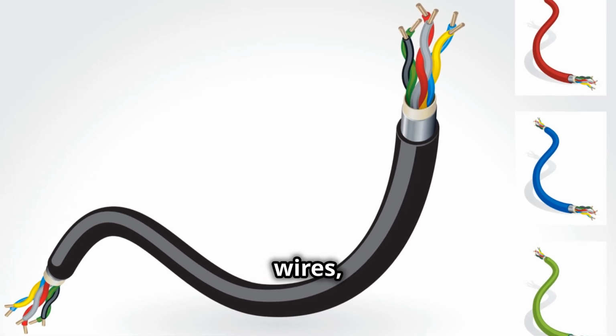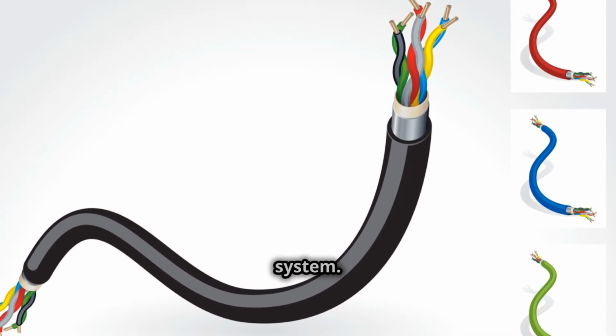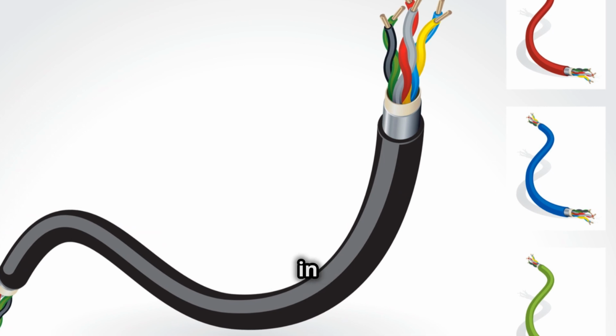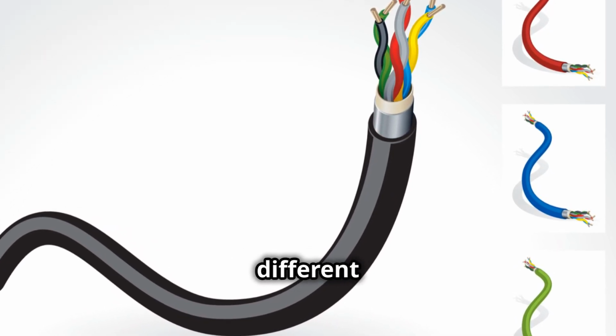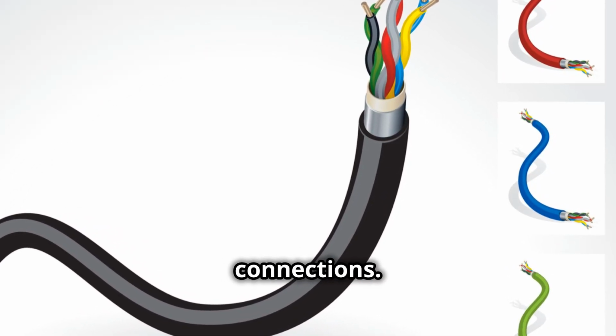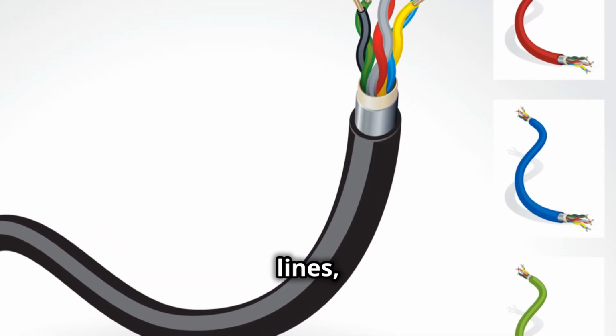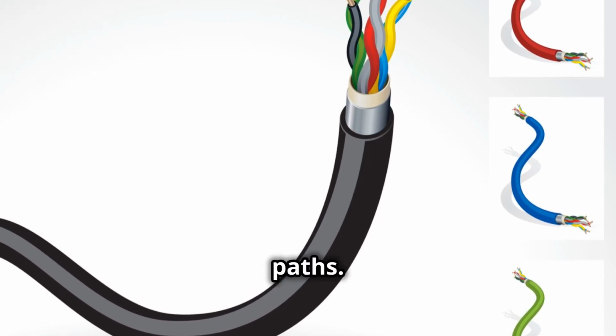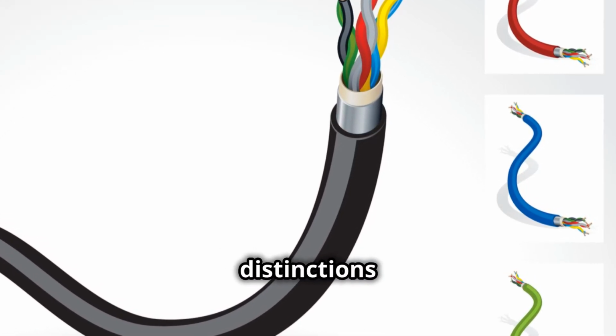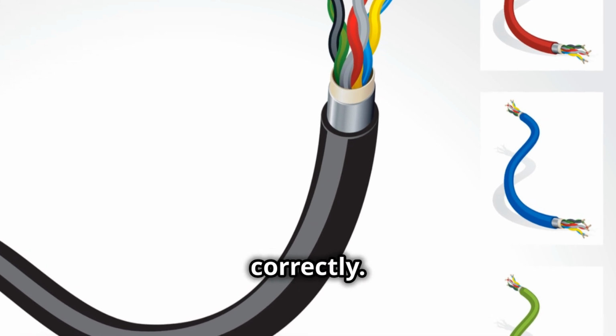Lines represent wires, showing how electricity flows through the system. These lines can vary in thickness and style, indicating different types of wires or connections. Some lines might represent power lines, while others could indicate signal paths. Understanding these distinctions is key to following the diagram correctly.